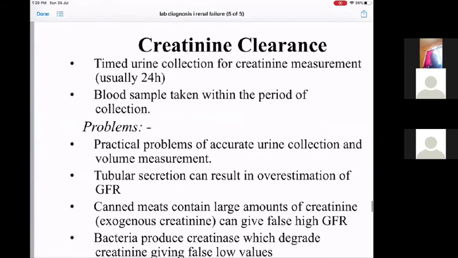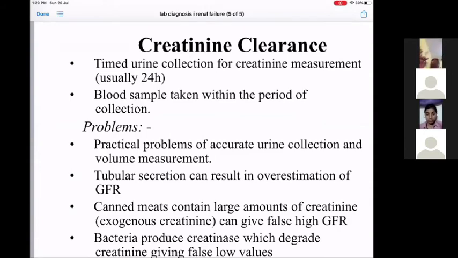Creatinine clearance: the urine collection for creatinine measurement is usually 24 hours, with a blood sample taken within the period of that collection also. What are the problems in creatinine clearance? First, the practical problems of accurate urine collection and volume measurement. Accurate urine collection or volume measurement is not so easy.